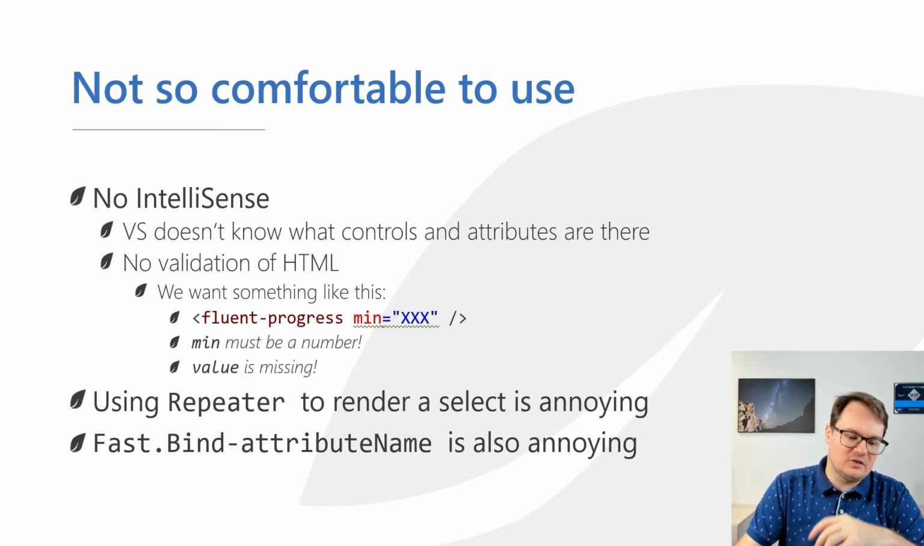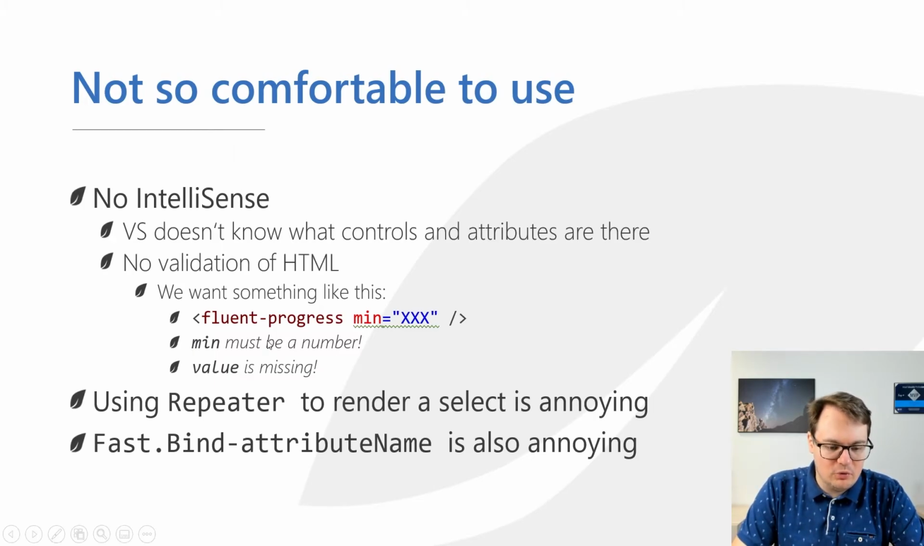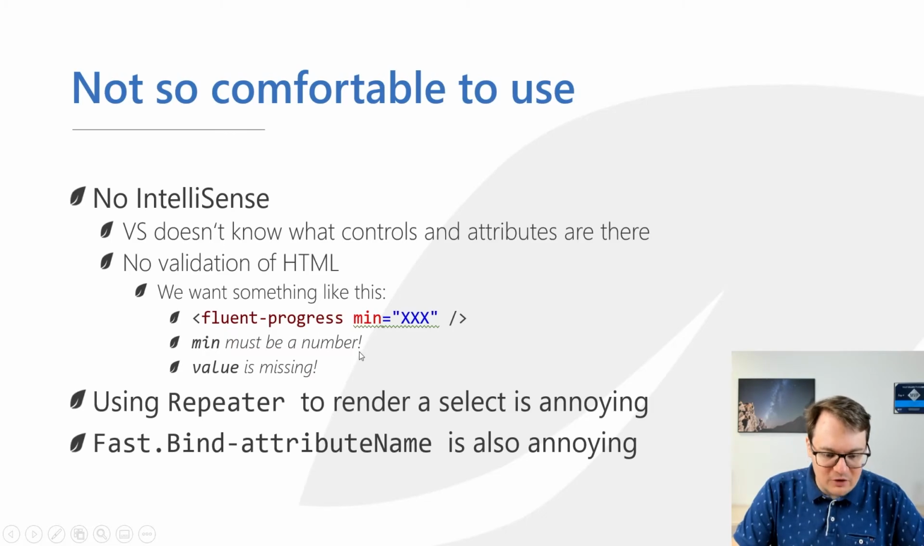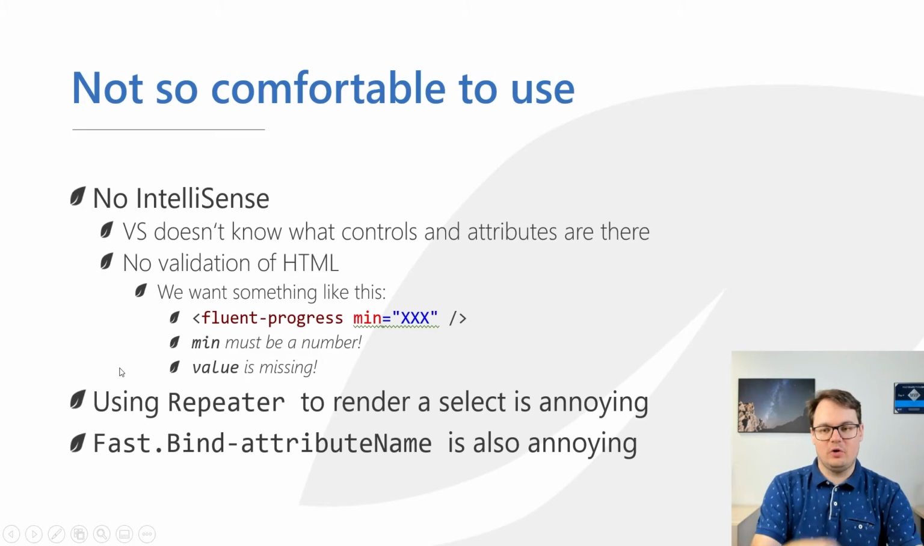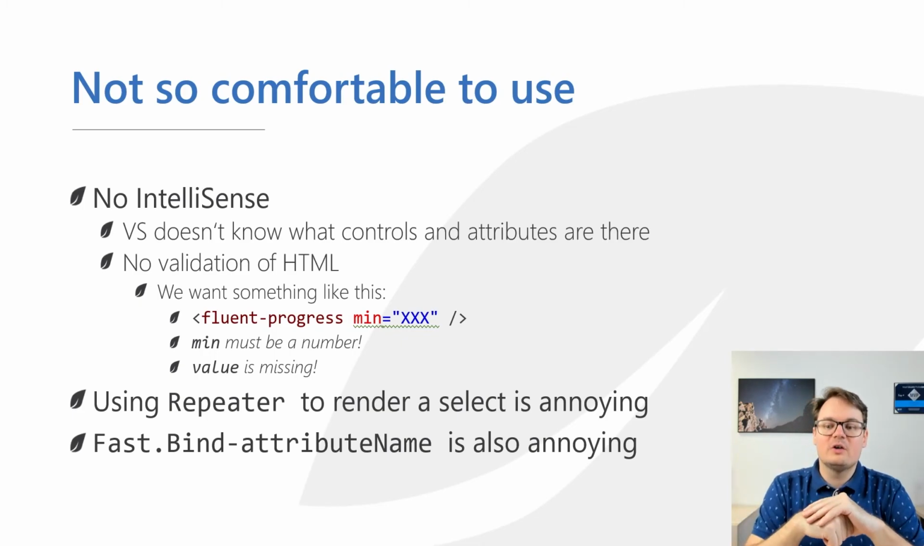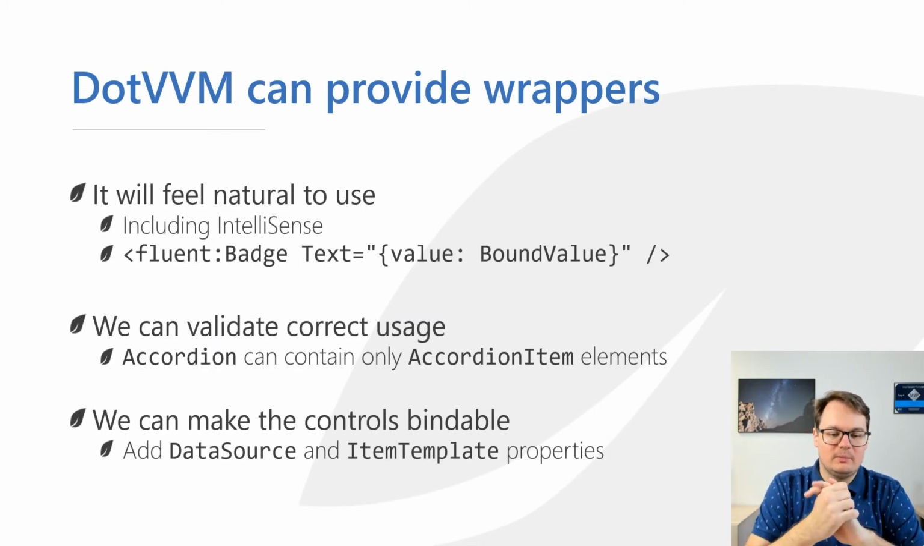And of course there are some required attributes. For example, using the progress bar without specifying the value doesn't make much sense, and the control probably wouldn't work well. So you also want a validation like that. And of course I have shown how to use this in DotVVM, but it's also not very convenient. You don't want to use a repeater for every select control. So we are looking for providing some wrappers over Fluent UI that will be natural to use.